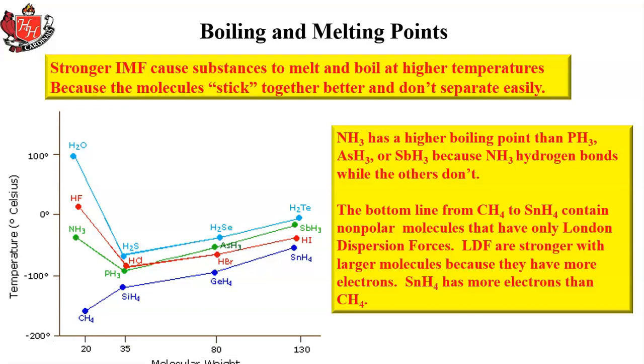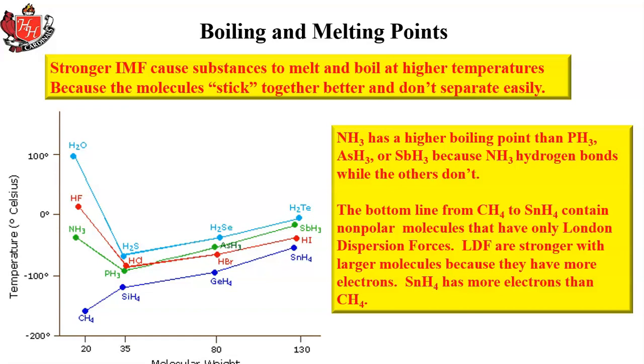Now, finally, let's look at the bottom line, the darker blue line. That's a little bit different. These are non-polar molecules. Methane you recognize down there on the lower left. It's non-polar. So are the rest of them. Okay, so why does methane have a lower boiling point than SiH4, GeH4, or SnH4? And the answer is the bottom line from CH4 to SnH4 contain nonpolar molecules that have only London dispersion forces.